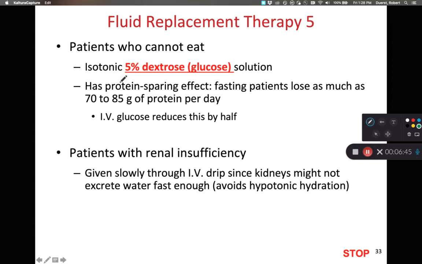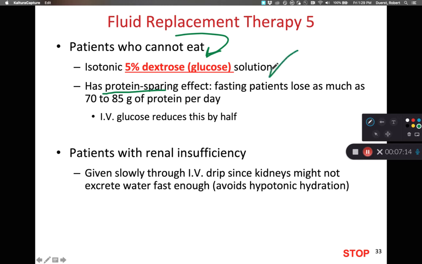When we work with individuals who cannot eat and we need to give them some calories, we give them a 5% glucose solution. And this 5% glucose solution is significant because it means that they don't have to go through as much gluconeogenesis. They don't have to turn as many of their proteins into glucose or carbohydrate byproducts for the nervous tissue to consume. It has a very protein-sparing effect, reducing the amount of protein they lose.